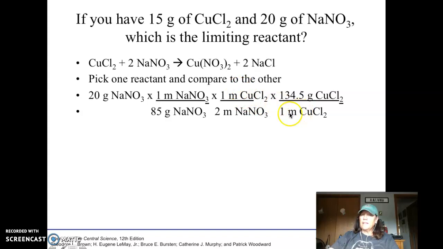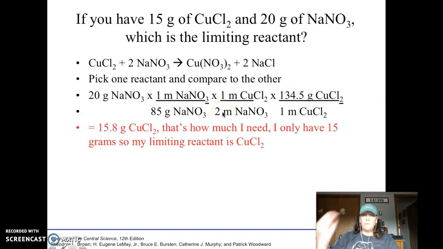My last step, I got to change this to grams. Okay, so I put 1 mole here and 134.5, that's the mass of this. Okay, so I take 20 times 134.5 divided by 85 divided by 2, and I get 15.8 grams of copper 2 chloride. That's how much I need. Okay, I need 15.8. I only have 15. I don't have enough. I'm a little short. It's not a lot, but I'm a little short.